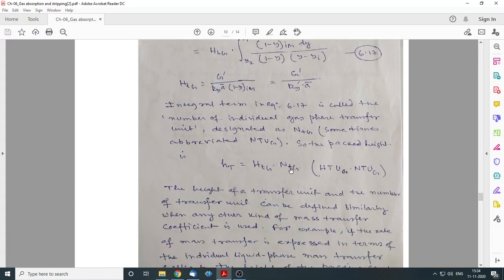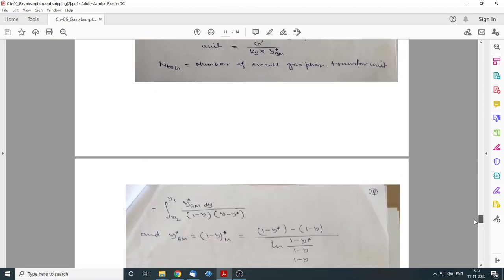So NTG, HTG, sometimes it is called height of a transfer unit gas phase, number of transfer unit gas phase. In some books it is written in this way, and in some books it is written in this way, but you should understand both are equal. Height of transfer unit based on gas phase, number of transfer unit based on gas phase. Height of transfer unit HTU. Sometimes it is written this way, but it is the same. That is the HTU and NTU.